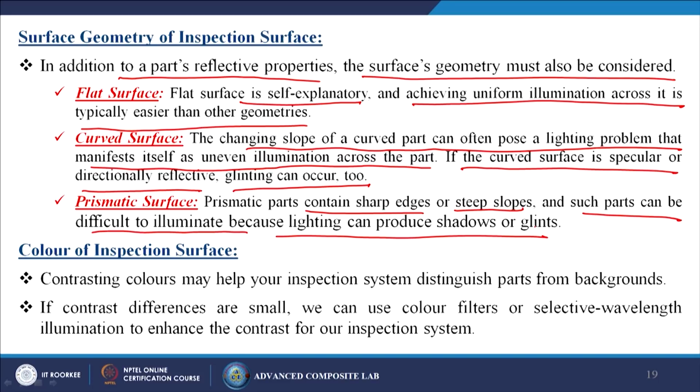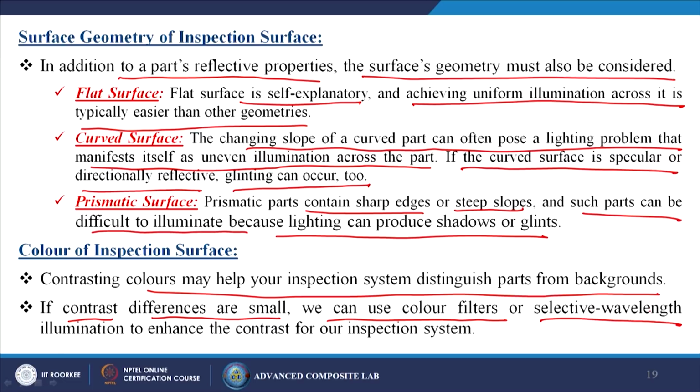Color of inspection surface. Contrasting colors may help your inspection systems distinguish parts from backgrounds. If contrast differences are small, we can use color filters or selective wavelength illumination to enhance the contrast of our inspection system. Yes, of course. Suppose I have a black sample, and below that I keep some kind of black surface, so it is very difficult to get the image or do the inspection. So, I need a white color or some kind of reflective material, so that I can easily see the material or the parts of that material properly.